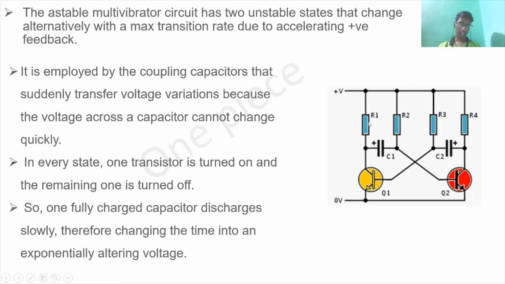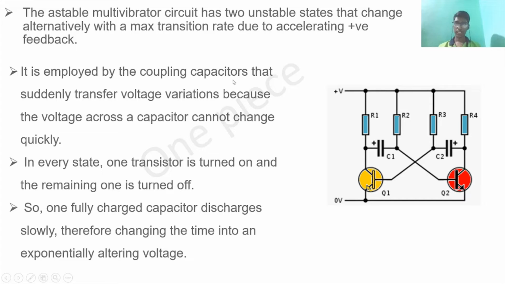Here you can see R1, R2, R3, R4 as resistors, C1 and C2 are the capacitors, Q1 and Q2 are the transistors, and V is the voltage. So here we can see that an astable multivibrator circuit has two unstable states that change alternately with a fast transition rate, because of positive feedback.